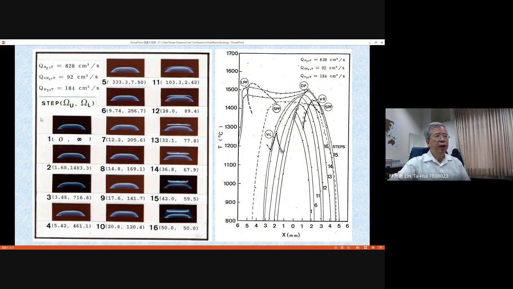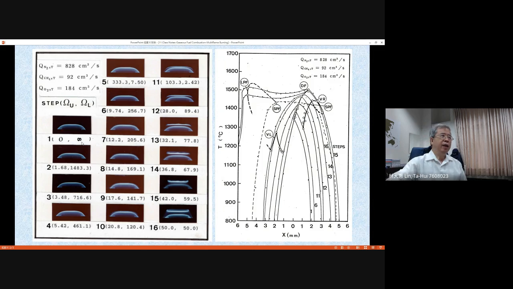You can see here for the first step, omega U equals 0, which means in the upper burner there is no fuel. For the lower burner, omega goes to infinity because in the lower burner there is some fuel, but oxygen is 0. That means a certain amount of value divided by 0 will go to infinity.